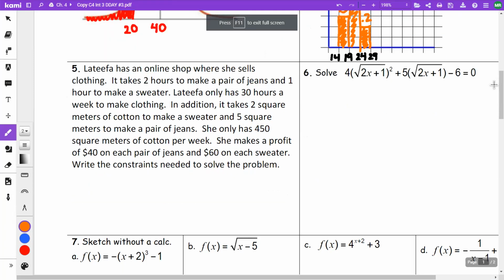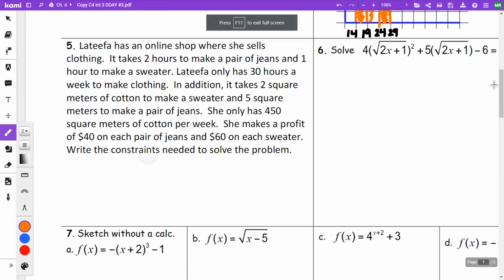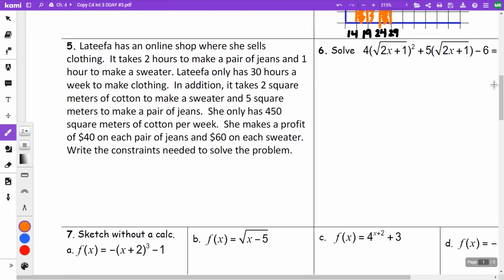So on this one, this is dealing with linear programming. We are really just trying to write some inequalities. That's what constraints are that they're asking for here. So Latifa has an online shop where she sells clothing. It takes 4 hours to make a pair of jeans and 1 hour to make a sweater. And she has 30 hours to make the clothing.